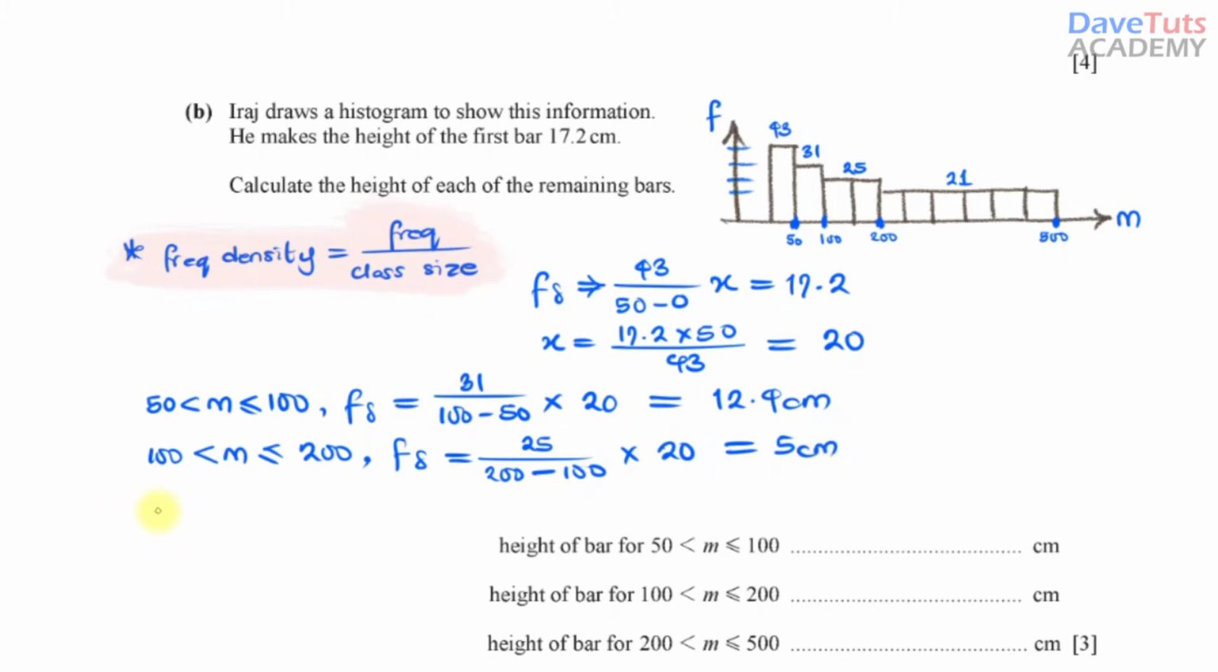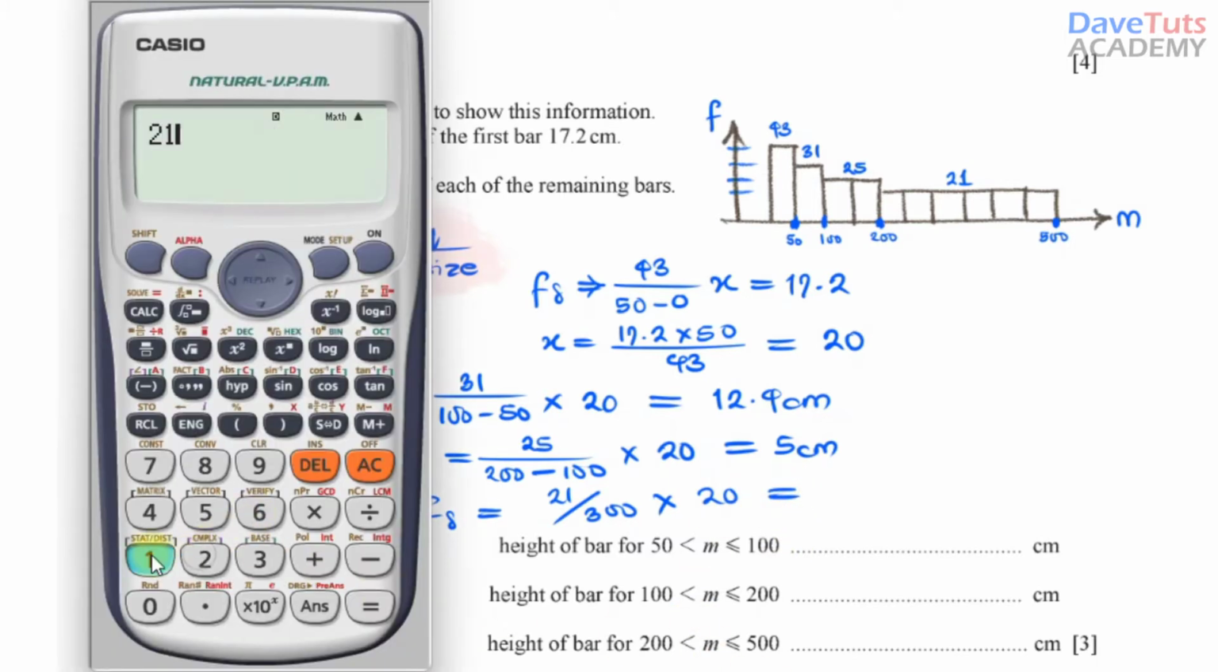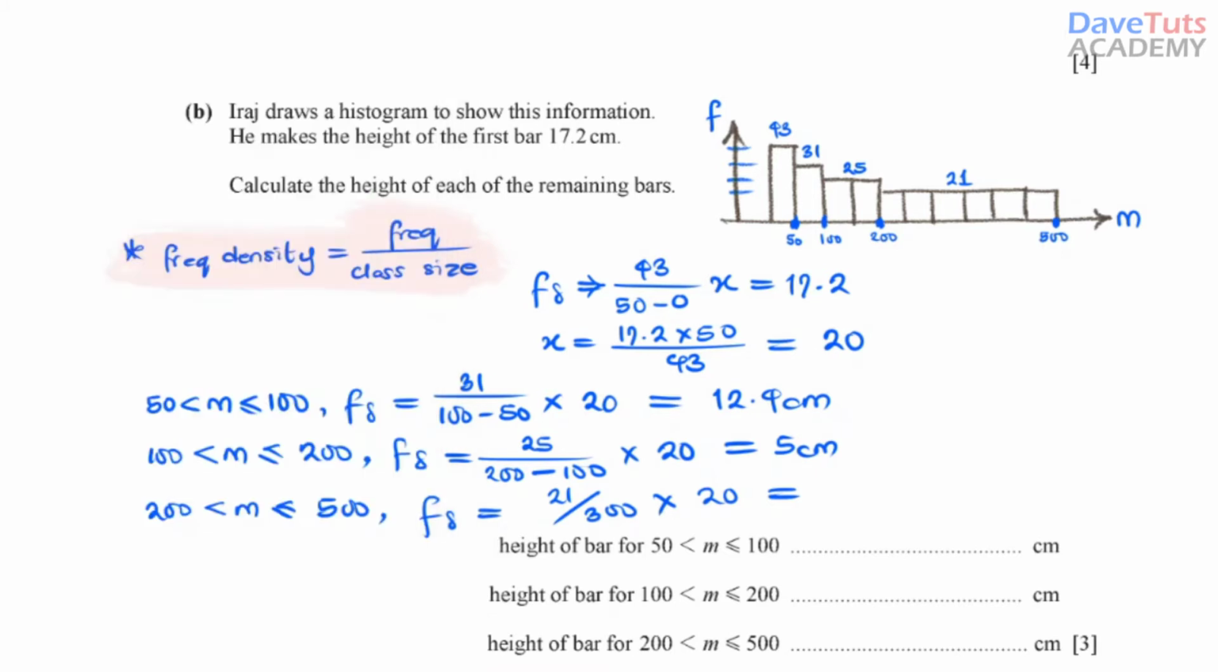And in the third case, we have 200 less than m less than or equal to 500. What is going to be our frequency density? The frequency, in this case, is 21, divided by the class size 500 minus 200, that is 300. Then we are multiplying by that multiplying factor, which is 20. So again, we have 21 divided by 300 times 20. What is that going to give us? This is 7 over 5, which is 1.4. So this is 1.4 centimeters.